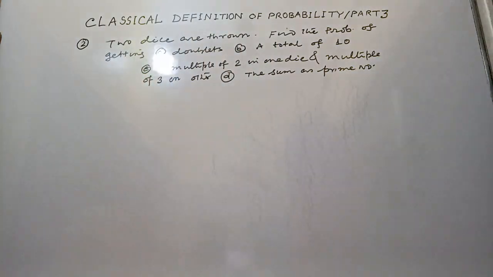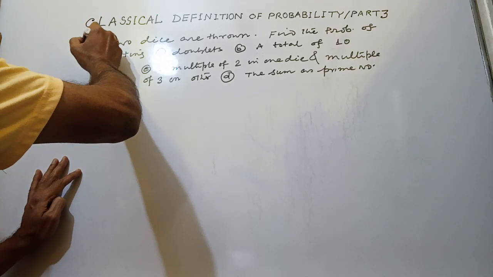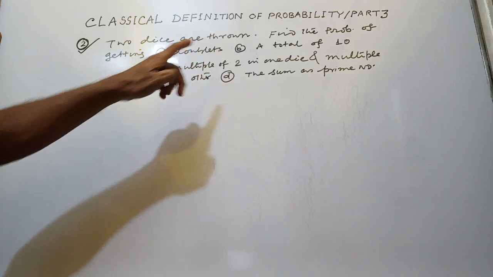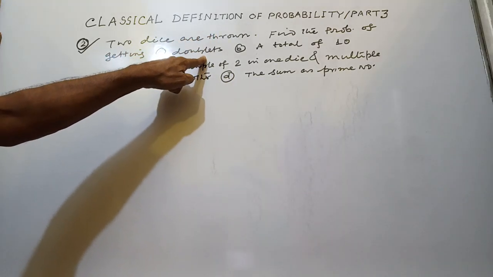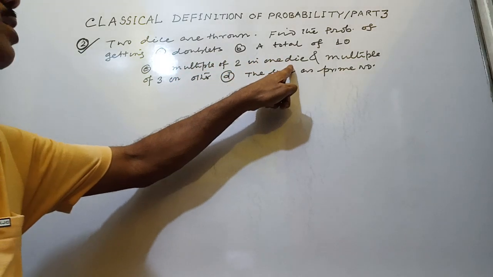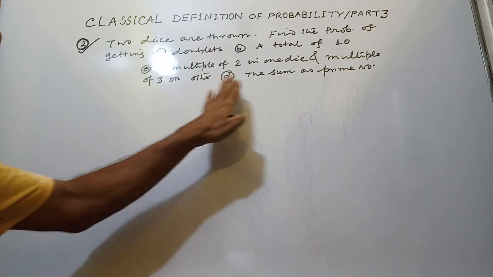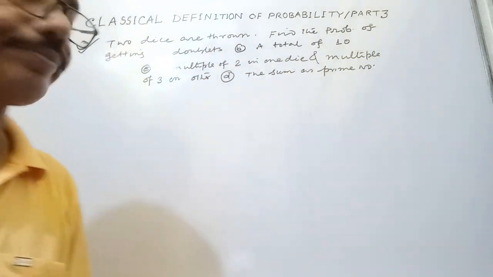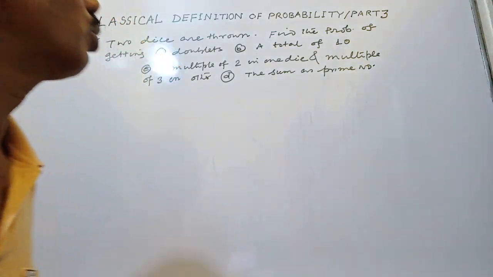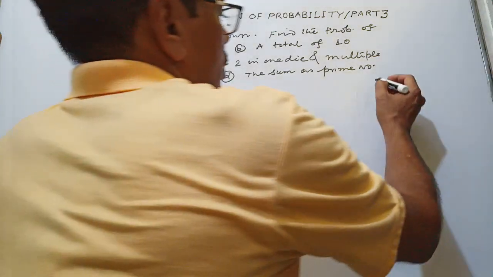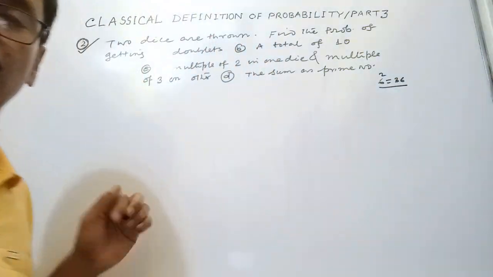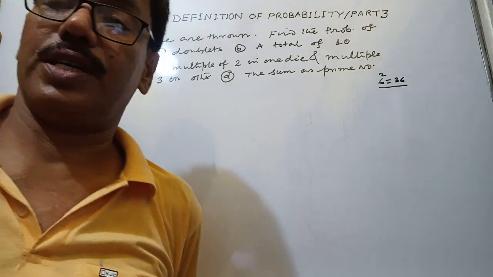Now I consider one more problem, a most important problem also. 2 dice are thrown. Find the probability of getting doublets, a total of 10, a multiple of 2 on one die and a multiple of 3 on the other, and the sum as a prime number. I have already discussed the total number of outcomes for 2 dice: 6 square, 36 cases. So here the sample space has 36 cases.